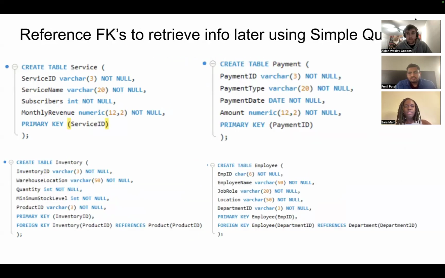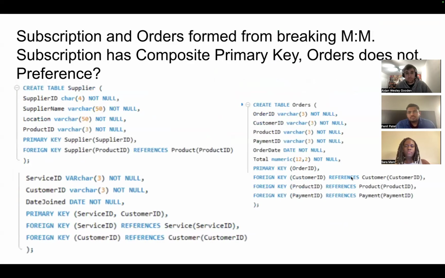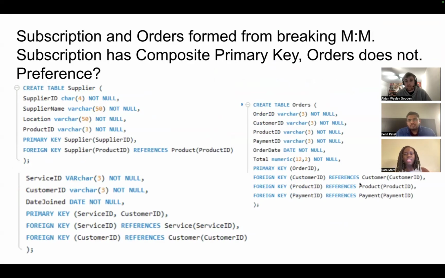The next slide references the foreign keys to achieve info later. So we have our table that's service, we have our payment table, we have inventory, and we have employee. And you can see where we included our foreign keys in the inventory and also in the employee table. And then subscription and orders were formed from breaking the many-to-many relationships. And subscription has a composite primary key. Order does not have a reference.